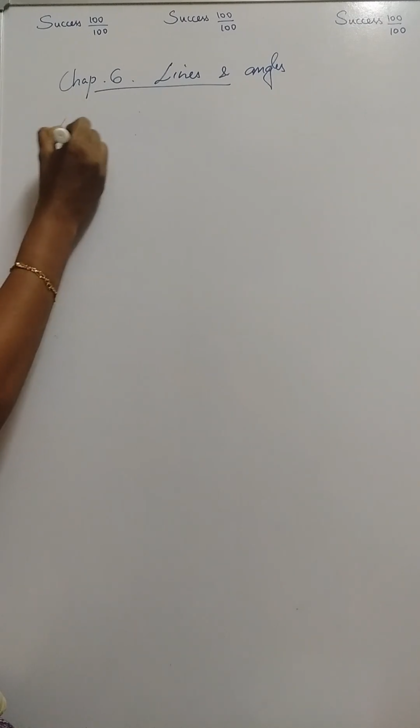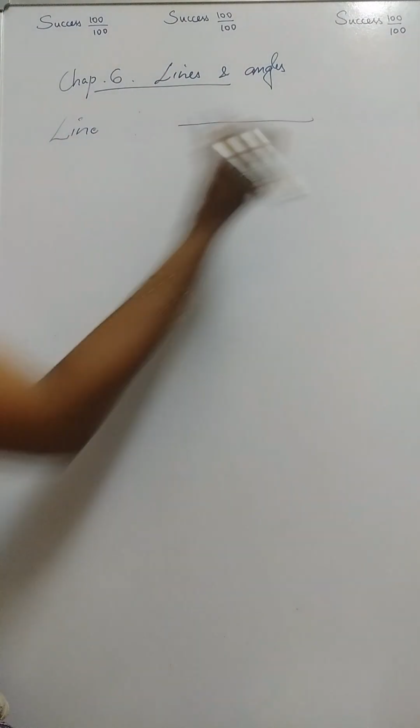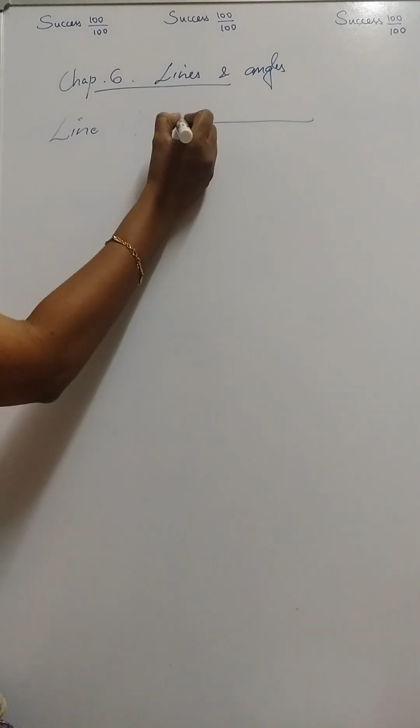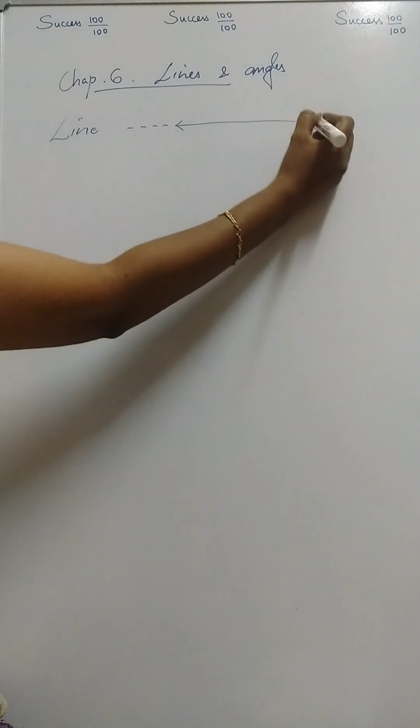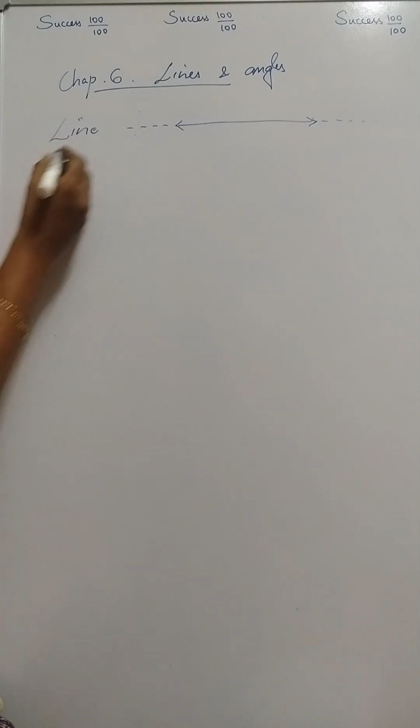So the introduction part of lines and angles starts with a few definitions. The first definition is line. We have studied that a straight line forms a line, with some measurements. But in case of your Chapter 6, it is a line that can be extended on both the sides. Only under that condition it is called a line.